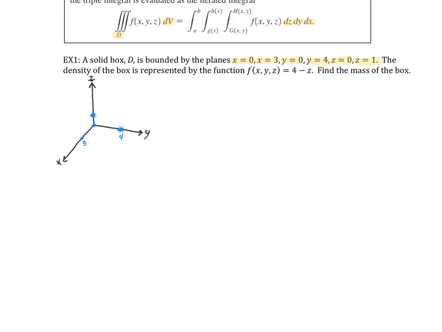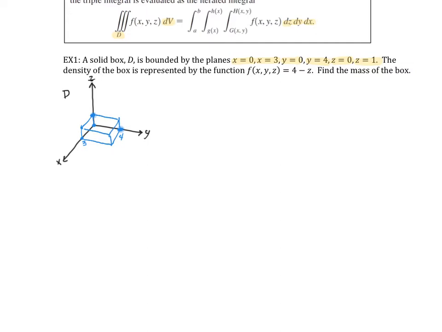So building my box, I have this following shape here. So there's my box. The sides are made up of the vertical planes, x is equal to 0, x is equal to 3, y is equal to 0, y is equal to 4, and then the bottom and the top are made up of the horizontal planes, z is equal to 0 and z is equal to 1. So I have this box. This is my region D.